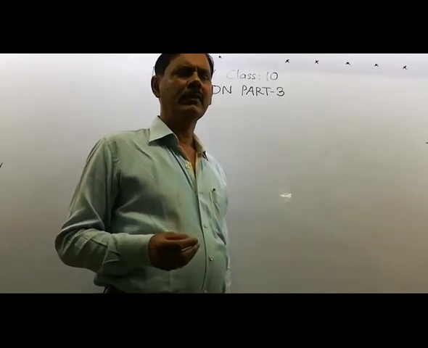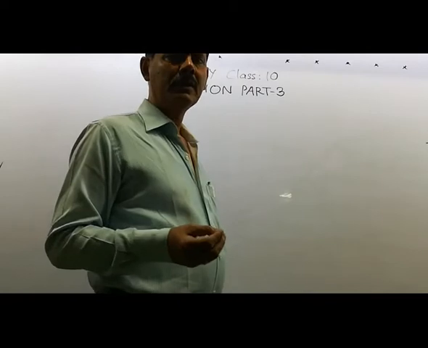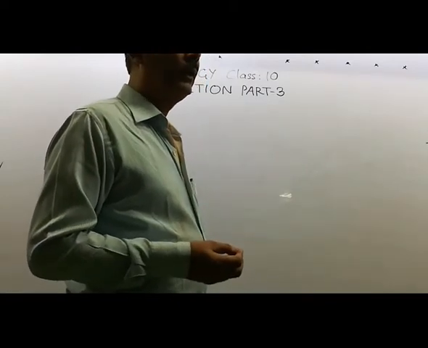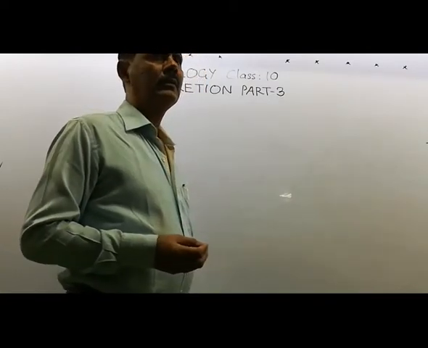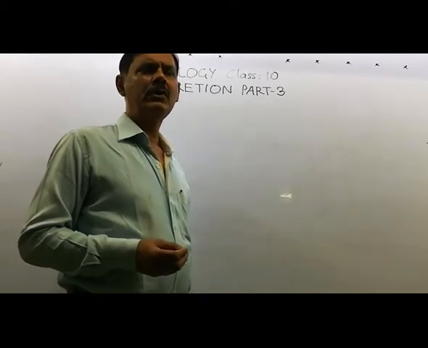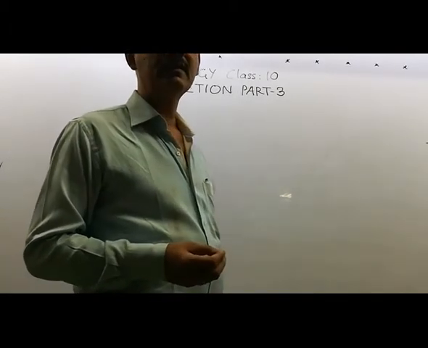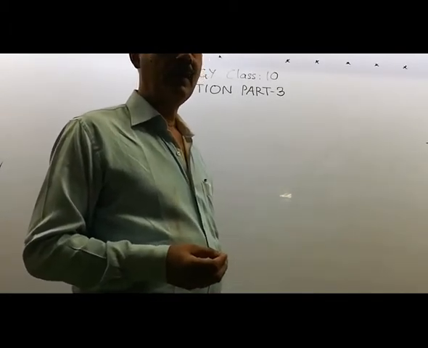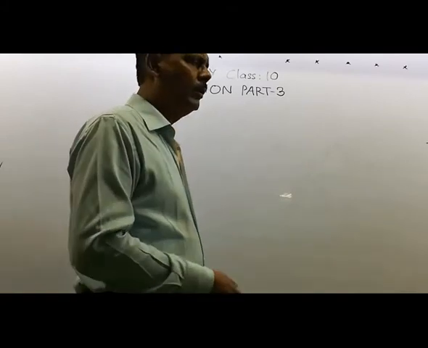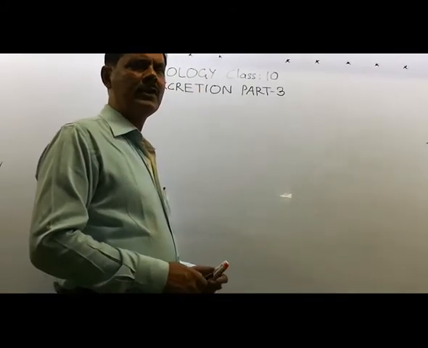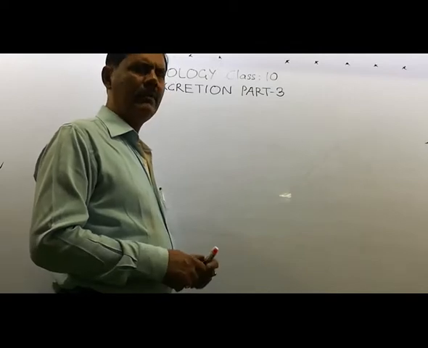It will take very little time, hardly 1 minute. Followed by that, we will discuss the structural and functional units of kidneys, that is the nephrons. So let us first learn how to draw the diagram of the human excretory system and its labeling.